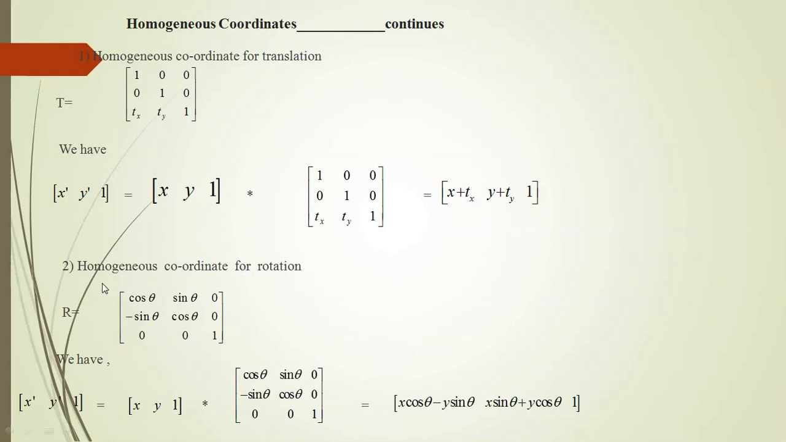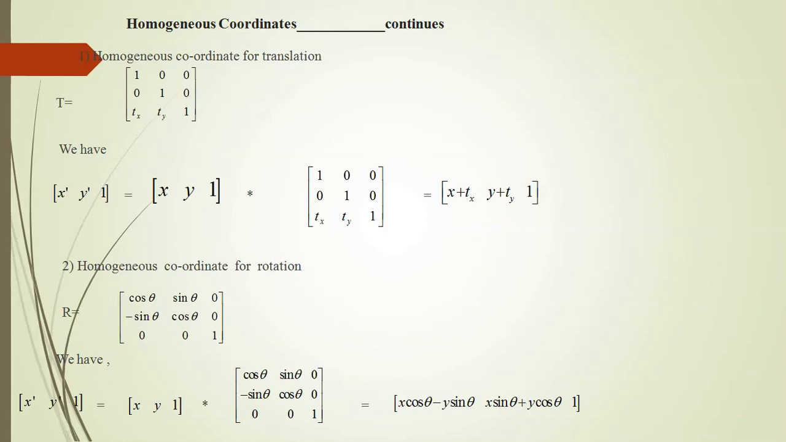So here is the homogeneous coordinate for rotation. Here is the rotational matrix, that is R is equal to cos theta sin theta 0, minus sin theta cos theta 0, 0 0 1. This is our anti-clockwise directional matrix.